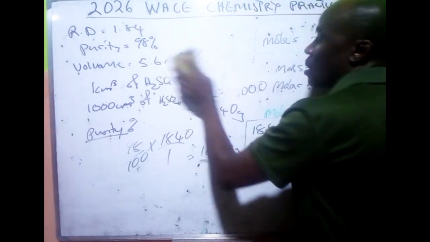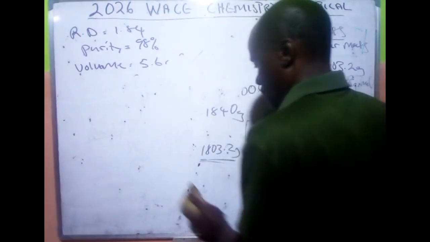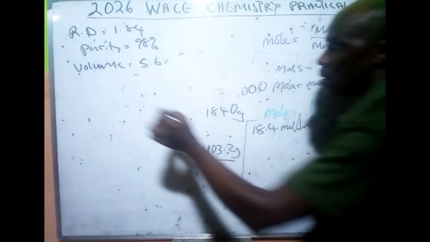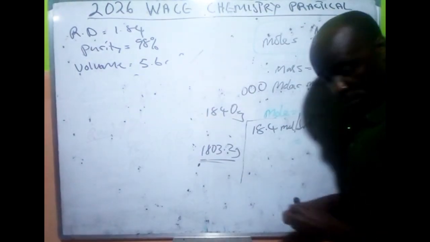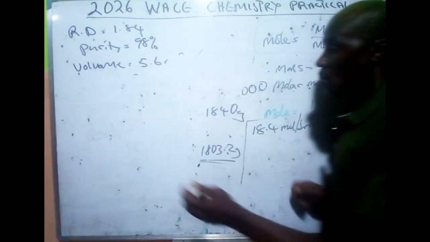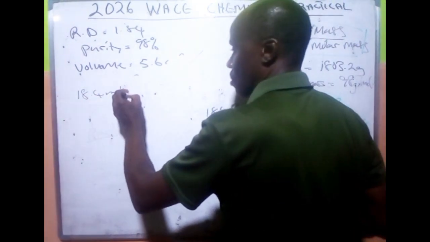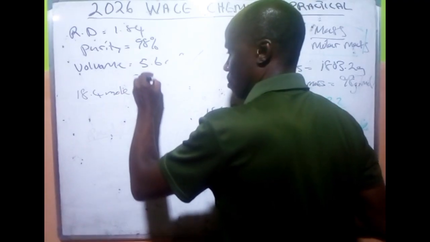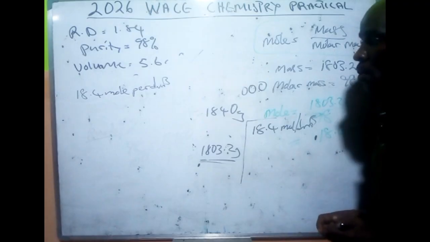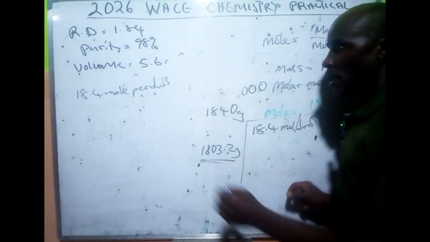So let's go back to what we are doing. 18.4 mole per dm cube. I believe this is visible. So what next are we going to do? Now we're going to be using the dilution formula.